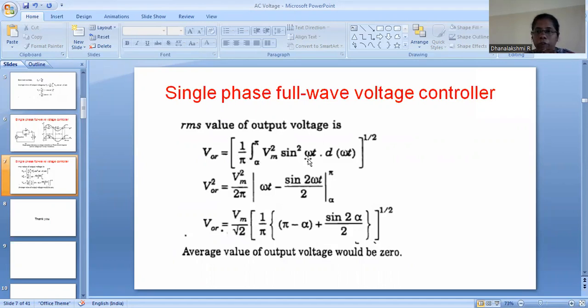Then, as we know, the formula for the RMS value is the square root of the area of the squared curve divided by the base. Here the base is pi. The curve is Vm sin omega t, so when we square the curve, it is Vm square sin square omega t. Here we are taking the limits of the curve from alpha to pi, because the wave is symmetric in a half cycle. When we solve it, we get this expression for V naught RMS, and since the wave is symmetric, the average value of the output voltage will be 0.